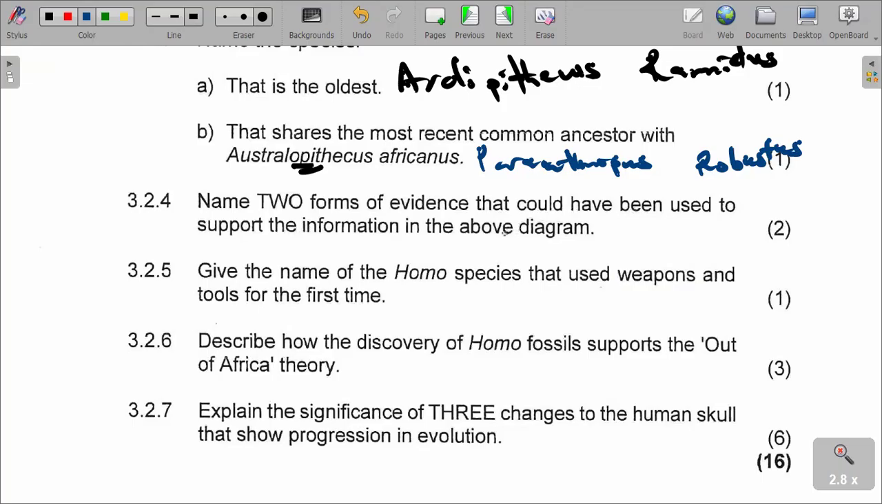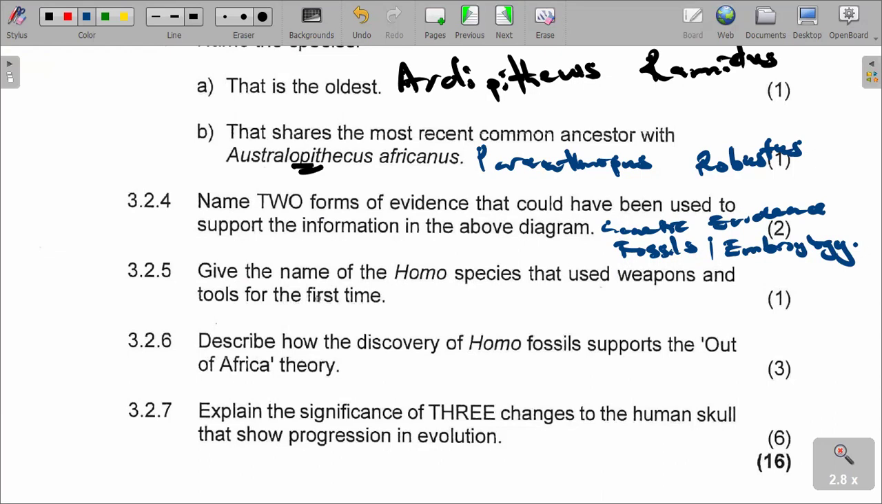Sources of evidence that can be used, we can talk about genetic evidence. Genetic evidence can be used. We can talk about fossils. We can talk about embryology. We can talk about many other sources of evidence. And then give the name of the Homo species that used weapons and tools for the first time.